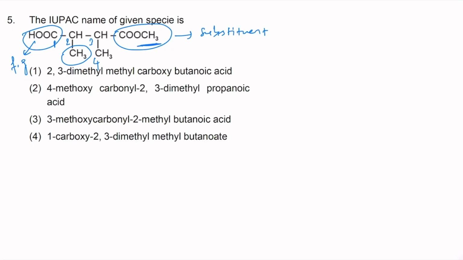3-methoxycarbonyl 2-methyl, because until here it is meth, and then what differentiates is the O and Y. So in terms of alphabetical order, methoxycarbonyl has to be referred first. Therefore 3-methoxycarbonyl 2-methyl butanoic acid, because we have 4 carbon atoms in the parent chain. Therefore option 3 is correct.